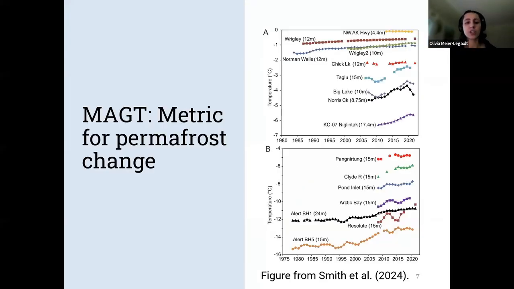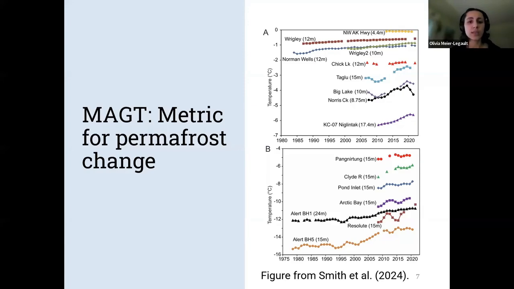So mean annual ground temperatures at the depth of zero annual amplitude have allowed for really nice summaries of permafrost change across Canada. This figure on the right is from a recent publication by Sharon Smith at the GSC, as well as her associates, that show how mean annual ground temperature has evolved at select sites in Canada.